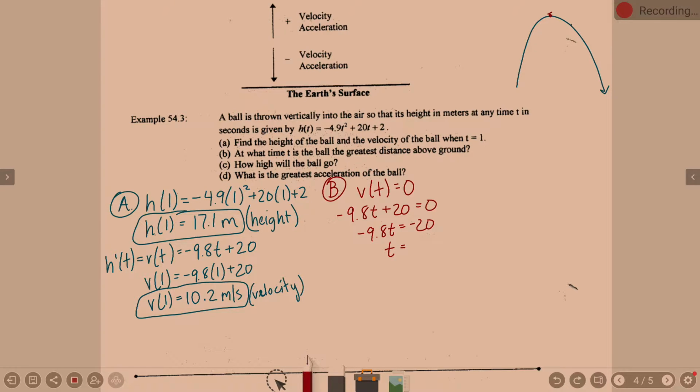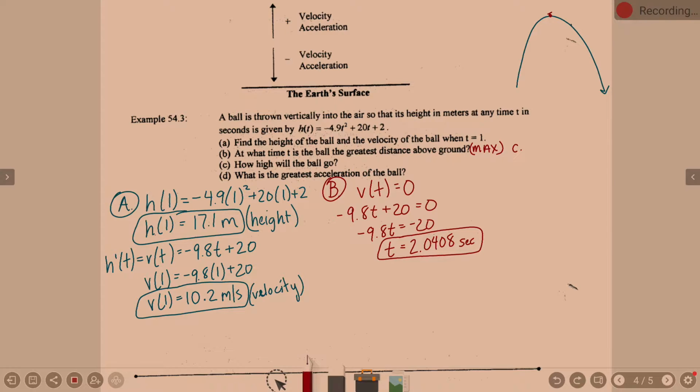I don't know what that is. I have 2.0408. Is that a rounded answer or is that precise? That's rounded by 1 digit. Okay. So I did that because we're in Saxon math, and in calculus we do 3 to 4 decimal places. So at 2.0408 seconds, that is when the ball is the greatest distance above the ground. So that is when it finds its max, if you will.